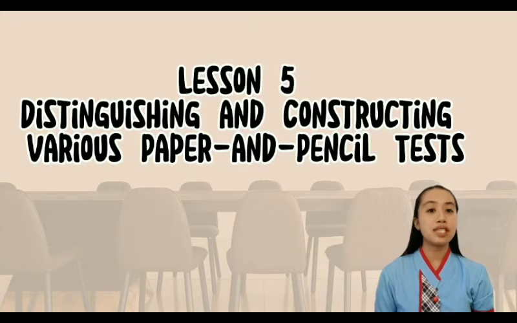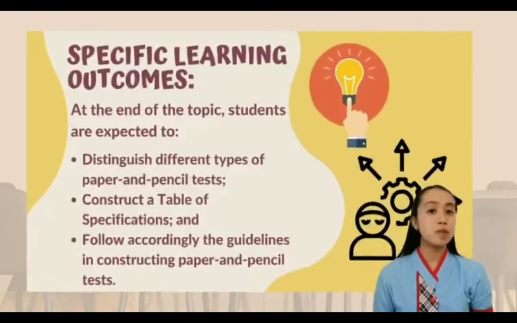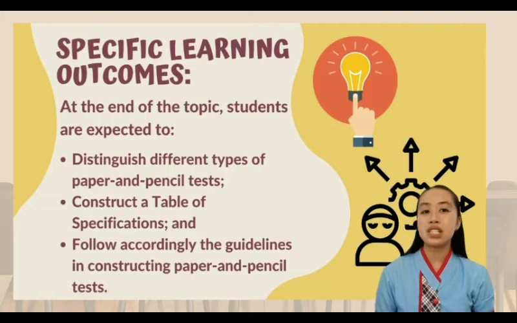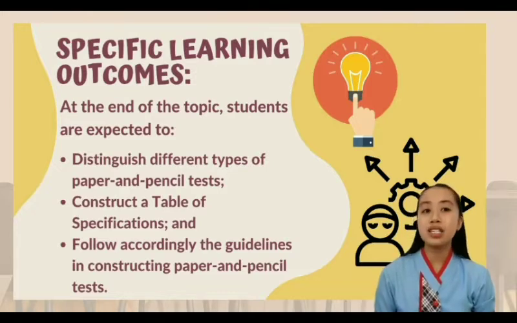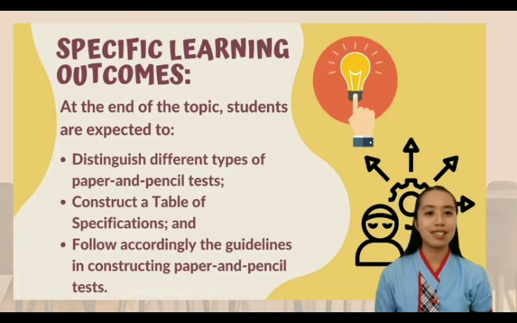Lesson 5 is about distinguishing and constructing various paper and pencil tests. So the specific learning outcomes are to distinguish different types of paper and pencil tests, construct a table of specifications, and follow accordingly the guidelines in constructing paper and pencil tests.